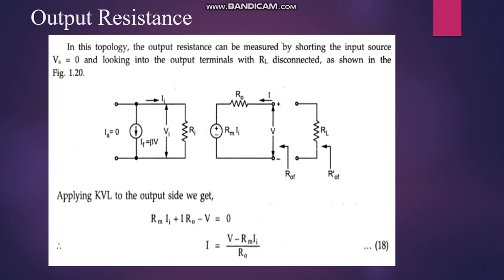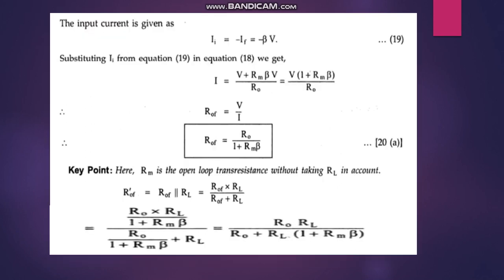So remaining I into R0, Rm into IA, that is going to be a voltage drop. So Rm into IA, current flowing in the opposite direction, so minus I into R0. So we can write I equal to V minus Rm into IA divided by R0. That is the 18th equation.